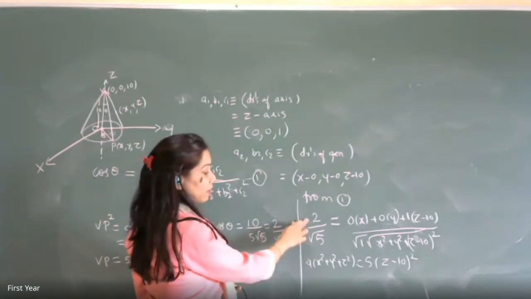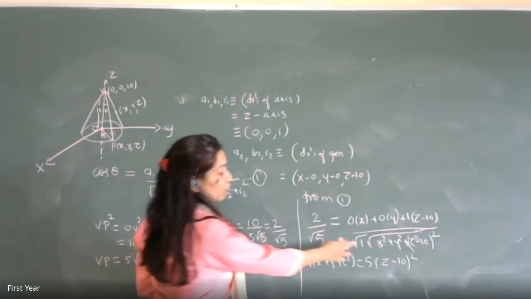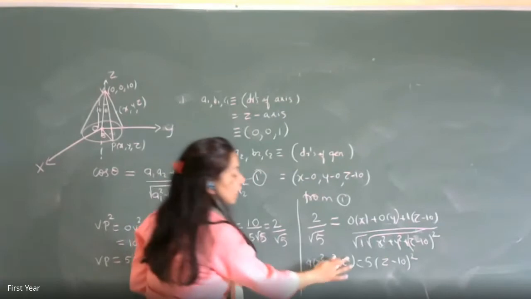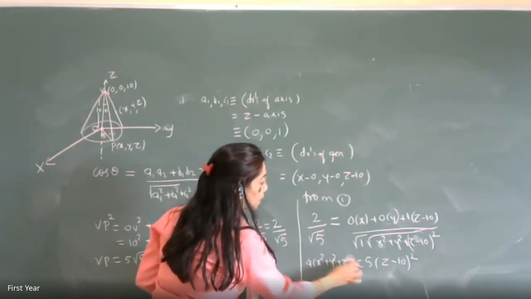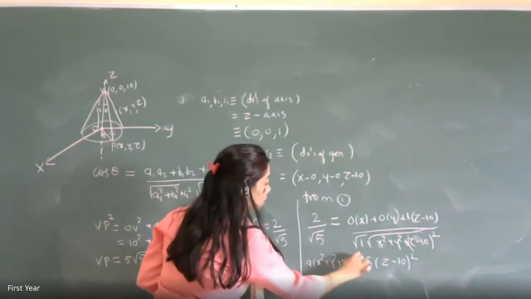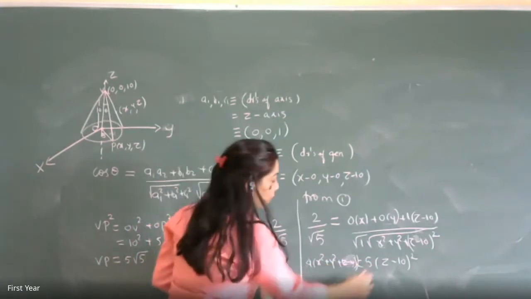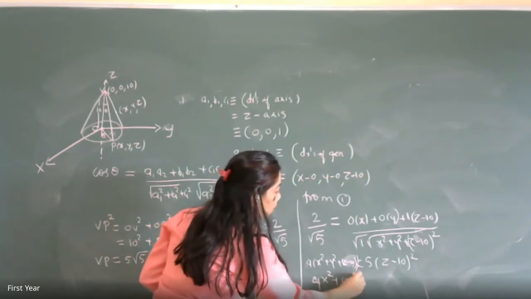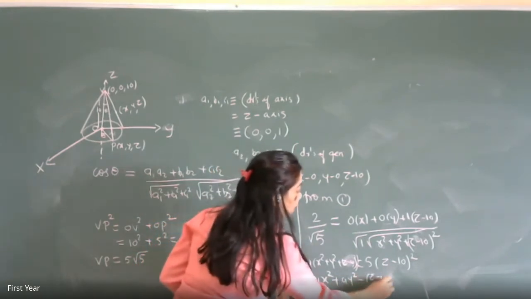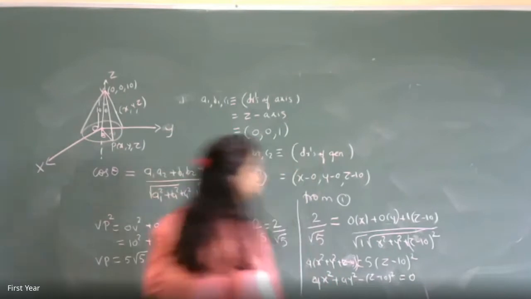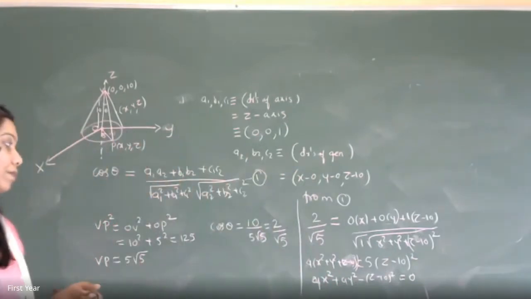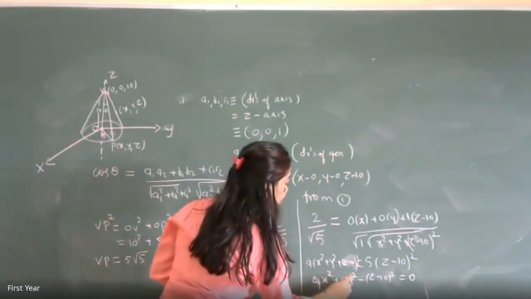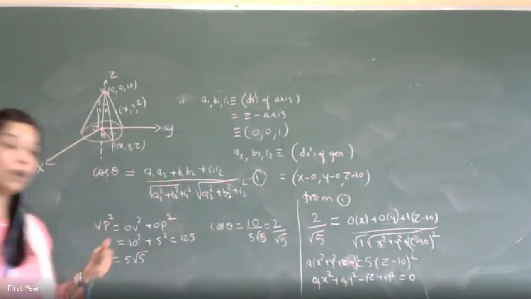Root 5 will become 5, since I squared it. So 2 square will become 4, and 1 will remain as it is. This will go this side and this will become z minus 10 the whole square. So how many times 4 minus 5? So it is 4x square plus 4y square minus z minus 10 the whole square, equal to zero. That's the equation of right circular cone. Is it okay? Clear?